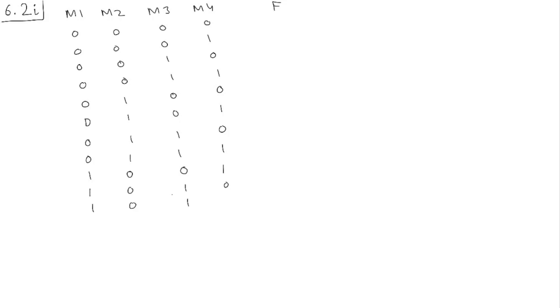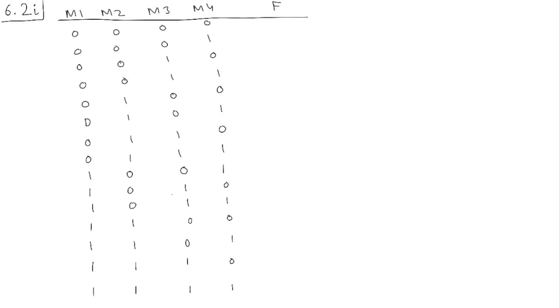1 0 1 1, 1 1 0 0. Sorry, that's supposed to be a 1 here, not a 0. 1 1 0 1, 1 1 1 0 and 1 1 1 1. Okay, so that's our table, and we want to write F.